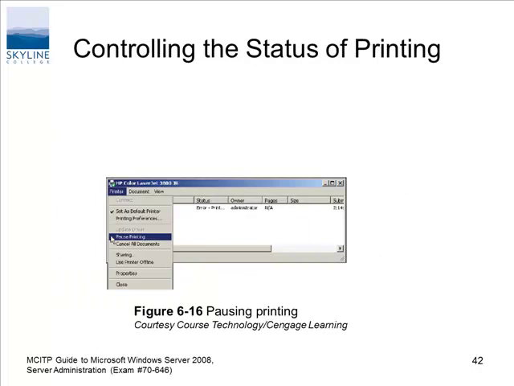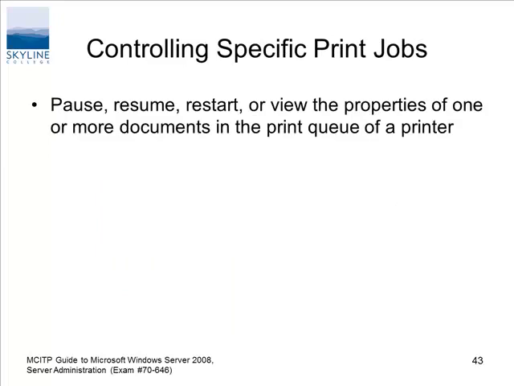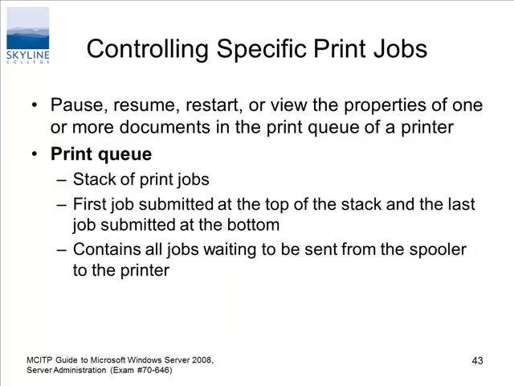a document manager. Set the default printer, controlling the status. You've done all of that stuff before. Specific print jobs, a print queue. Print queue is just simply the line, the stack of print jobs. The queue is what jobs are trying to print to the printer the entire process, and those are the jobs that you can actually control.